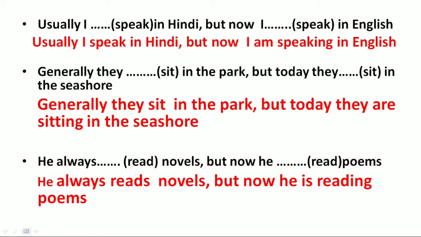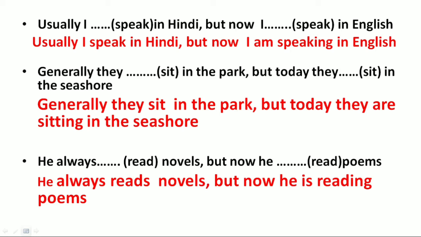"Generally, they dash sit in the park, but today they dash sit in the seashore." Here: generally, they sit in the park, but today they are sitting in the seashore. In the sentence, generally and today are the time words. Generally is the time word of simple present. Today is the time word of present continuous. So the verbs are changed accordingly. Generally, they sit in the park. In sit, we have an auxiliary, that is do. Do plus sit becomes sit.